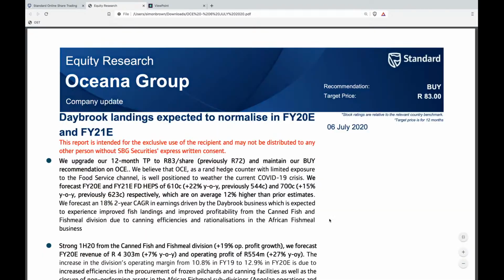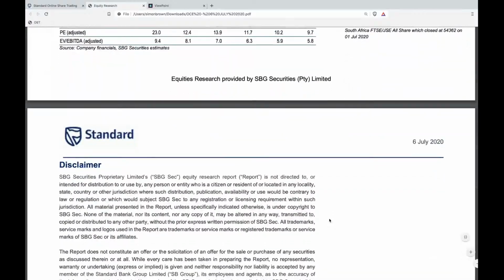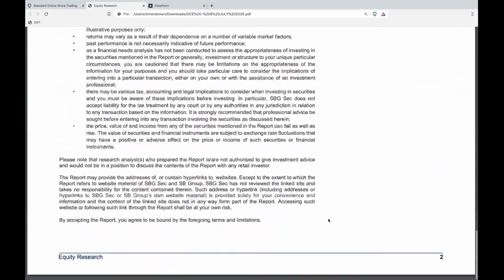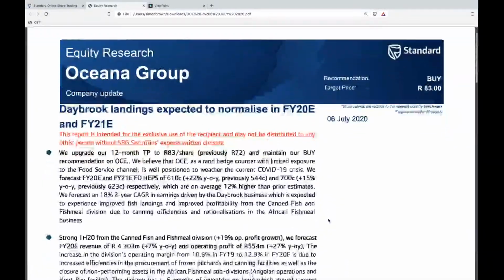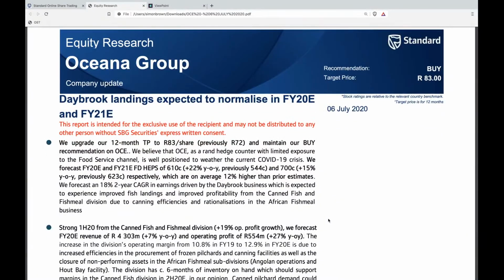The reports are short and sweet. I mean, they're not 20 pages. They're two. The second page is literally all the disclaimer. And it gives you a fair bit of information. In this case, this is the Oceana Group. Date of publication of the report, always important.